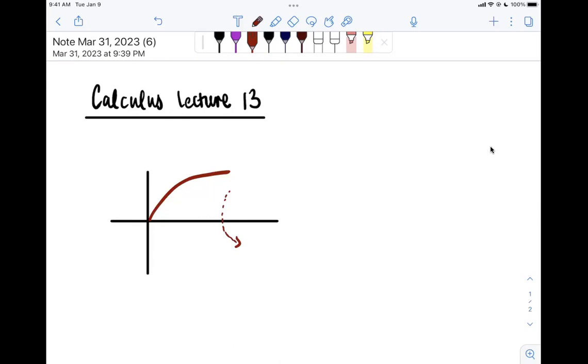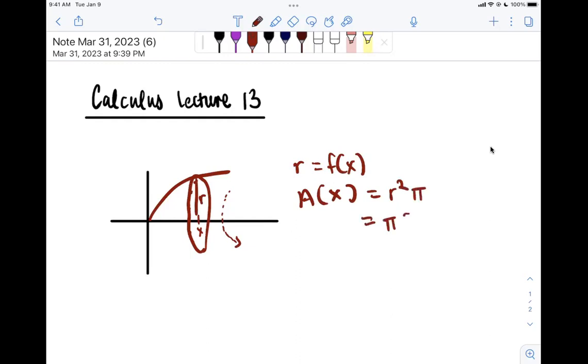The way we're going to do this is not by integrating the function itself, because that just gives us an area. What we're actually going to do is integrate the areas of the cross sections. At any point x, we can find the area of the cross section, which is a circle, because we know the radius is just the value of the function. So the radius at any point is just f of x. And so the area of the cross section at x is the radius squared times pi, which is just pi times f of x squared. And then we're just going to go ahead and integrate that.